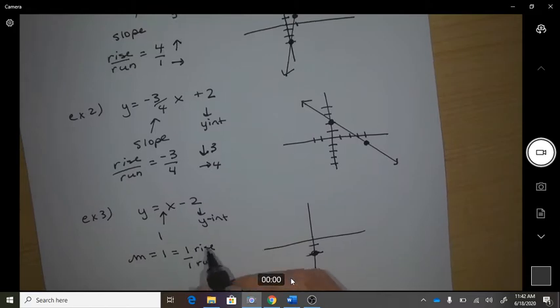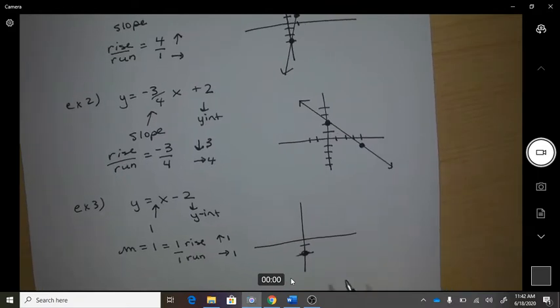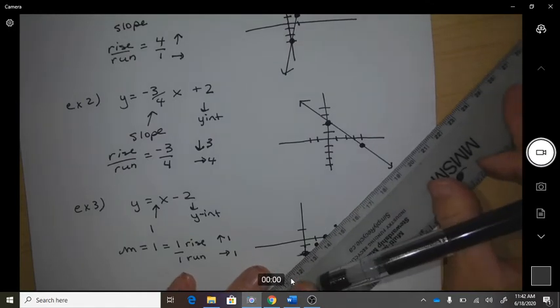So you're going to go up 1, right 1. Up 1, right 1. You could keep doing that, and you have a line.